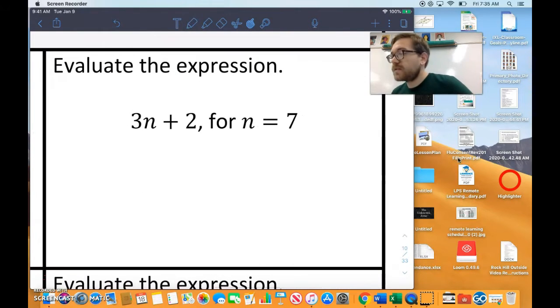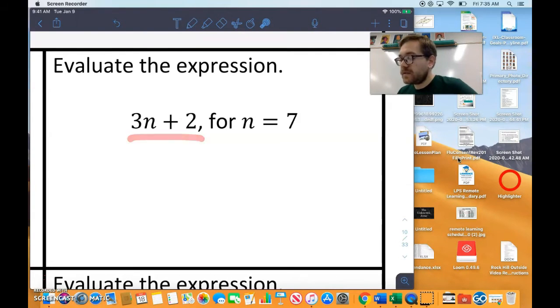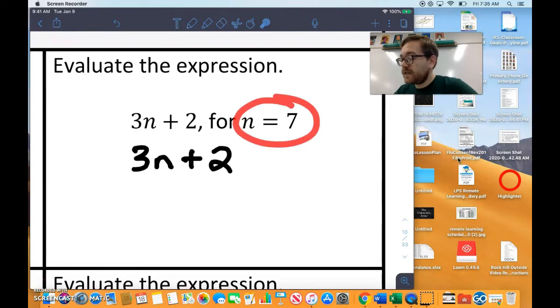So we're going to evaluate this expression 3n plus 2, for n is equal to 7. Again, here's our expression, 3n plus 2, and here's what we're going to plug in or replace the variable with. It says n is equal to 7, so n and 7 are the same thing, so we can substitute them in for each other. So we've got 3n plus 2, and if n is equal to 7, I can plug that in for n.